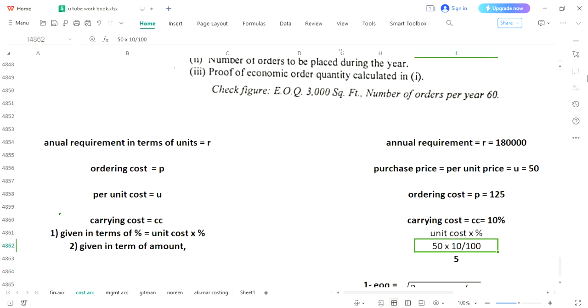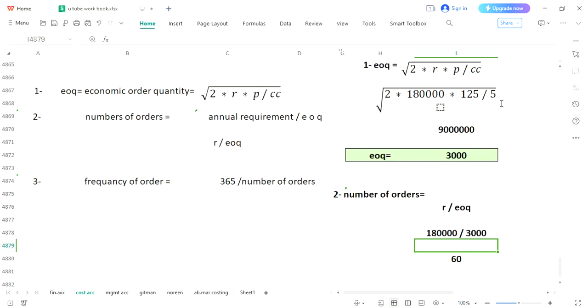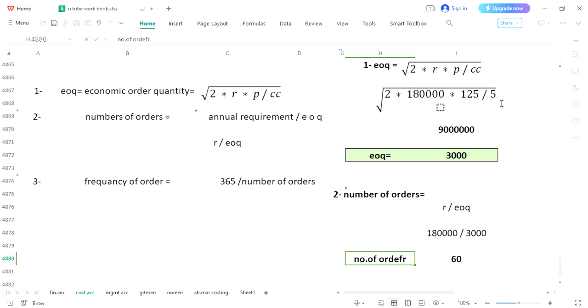Let's see the question here. You can see number of orders per year 60 and number of orders here also 60. In this way, number of orders are calculated. This was your second answer.